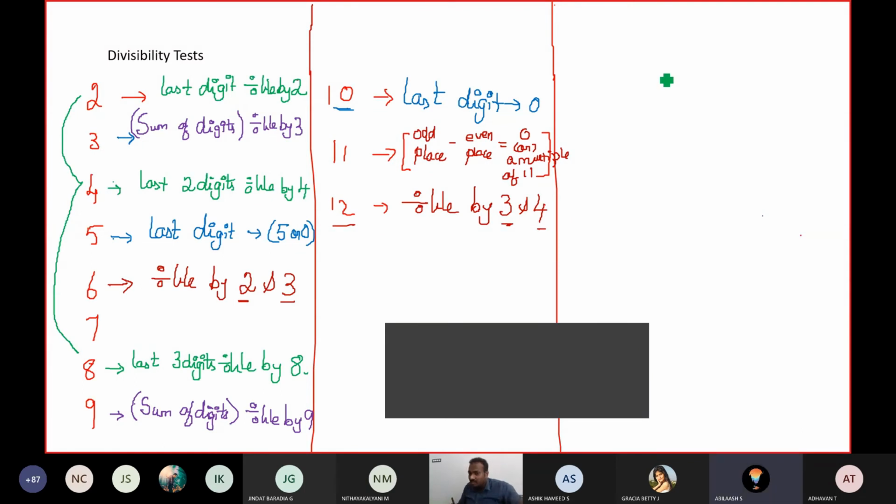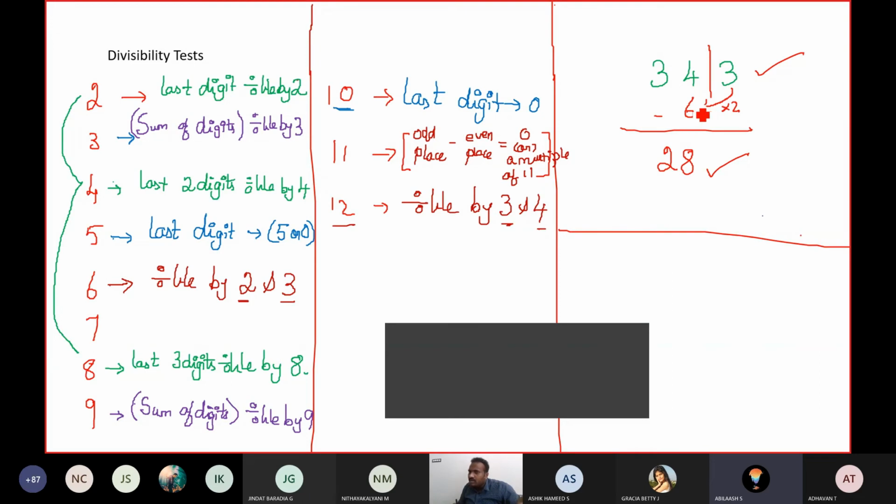Let me take a 3-digit number, let's say 343. And if I'm supposed to find out whether the number is divisible by 7 or not, here is what the process is. Take the last digit, multiply it with 2. So 3 2s are 6. What is the difference between 34 and 6? 28. Is this number divisible by 7? Yes. So this number is also divisible by 7. Last digit into 2 subtracted from the remaining digits. That's all. Similarly, tell me if this number is divisible by 7 or not.